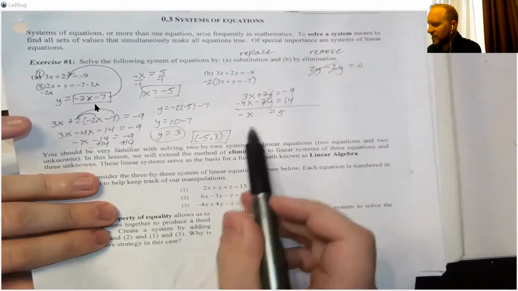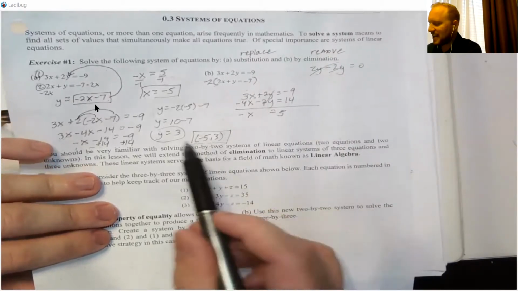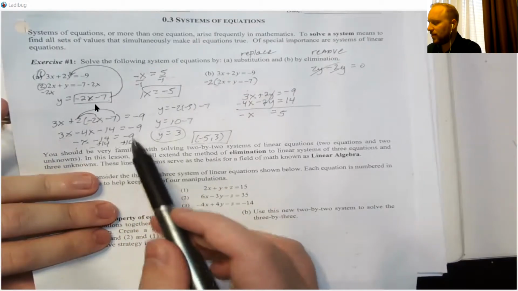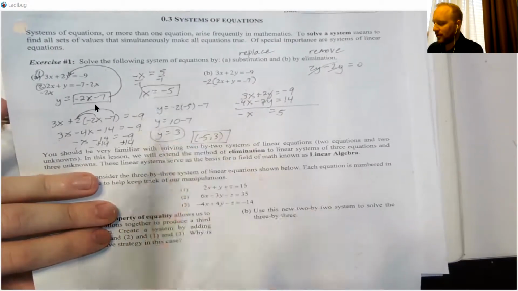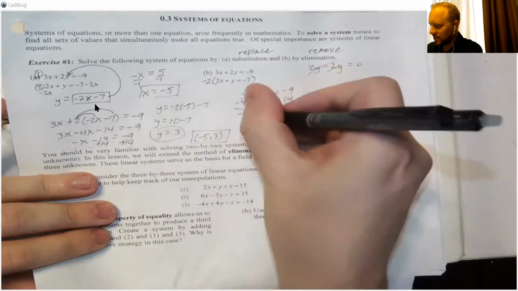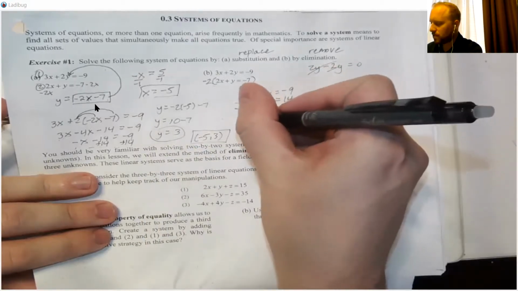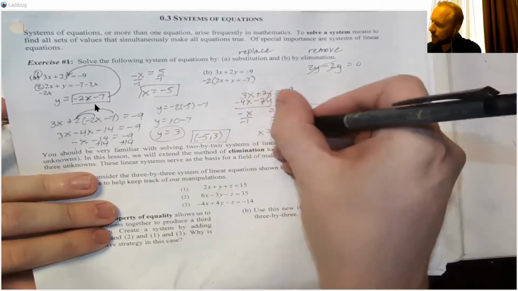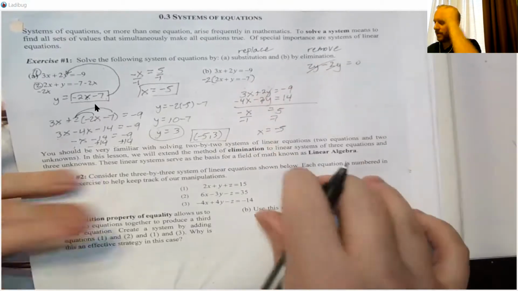Now, if you look here, this is the same step that we did here. So we're doing basically the same thing. We're going to do the opposite of multiplying by -1; we're going to divide by -1. So we get x is equal to -5. Okay, so we found our x.